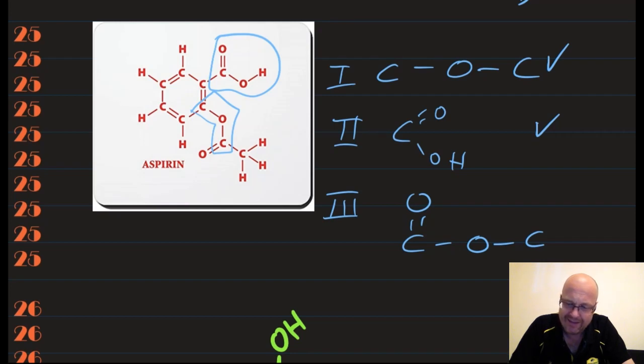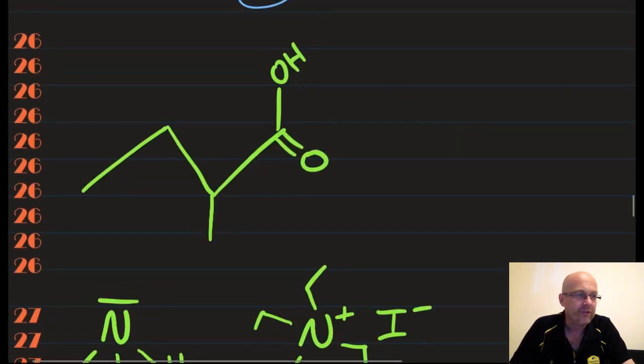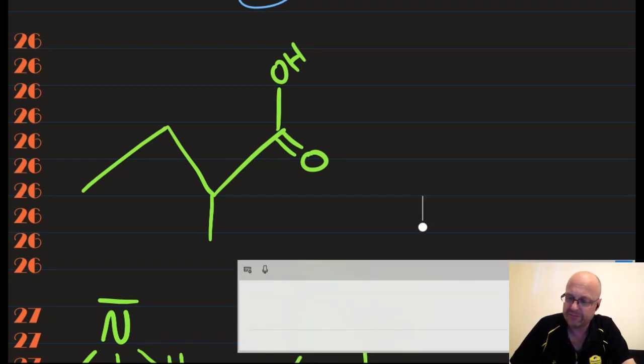I think I could have made a mistake. This here is an ester, not an ether. So I take it back. I don't think I can see an ether anywhere. So 2 and 3, C. 25C. Yes. Oh man, I'm going to get all these right. Fantastic.